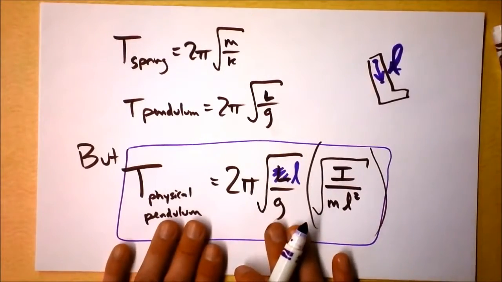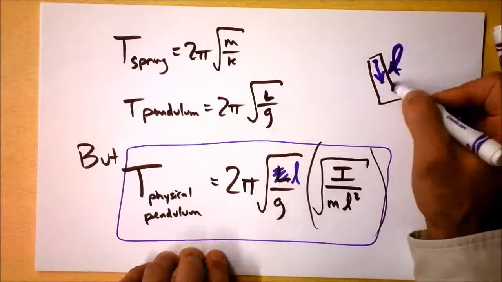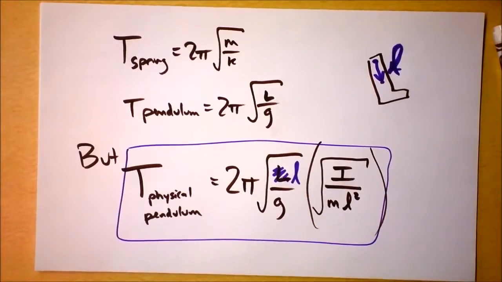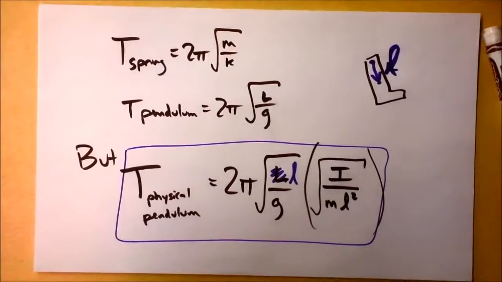In fact, I've seen independent labs where people modeled runners' legs as physical pendulums, and their arms, and got some really cool results. And let's get mathematical with it a little bit.